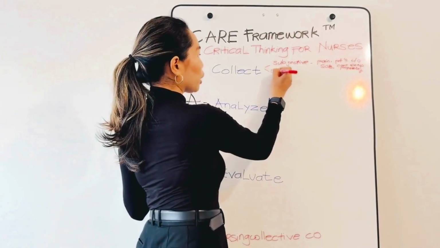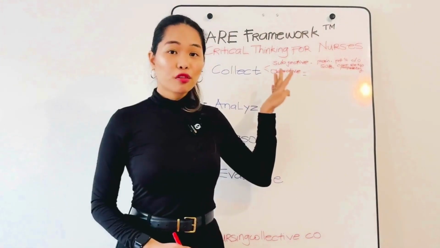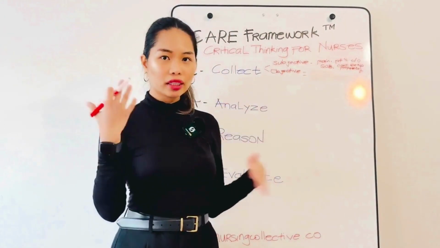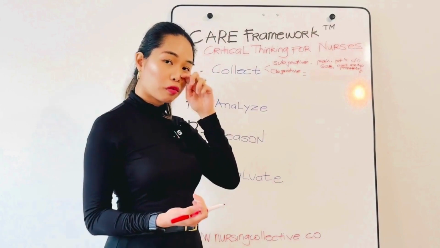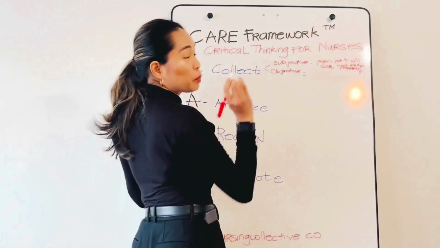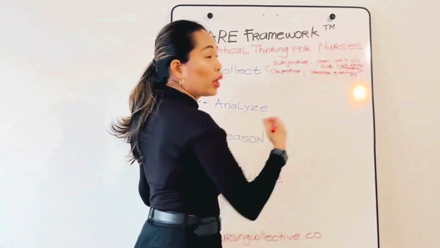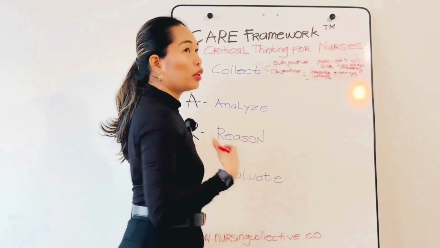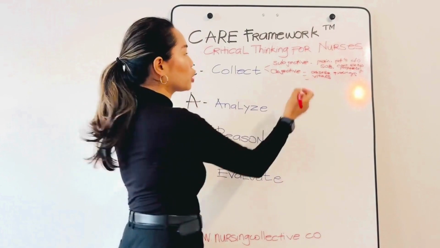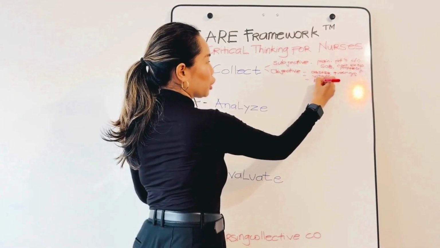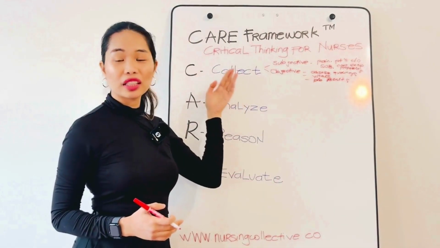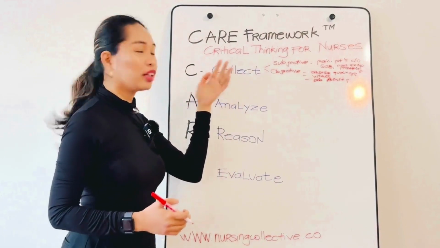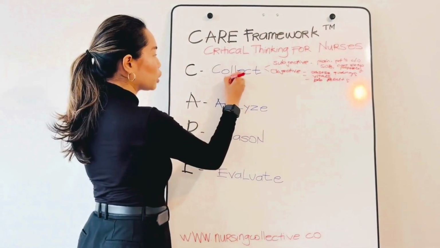Next would be objective. And for your objective assessment, these are things that you have collected and gathered. So for example, your assessment findings, when you have done vital signs for your patient, when you are looking at the patient's lab results, those are all objective information. Another thing that you can add for collecting information would be the patient's history.